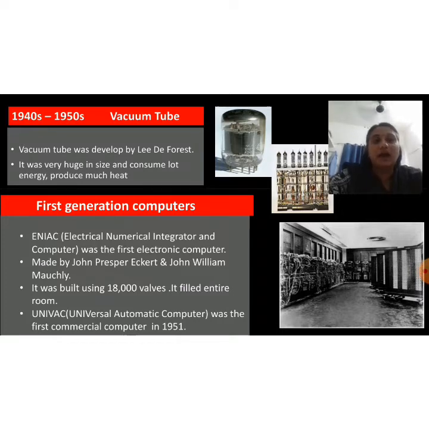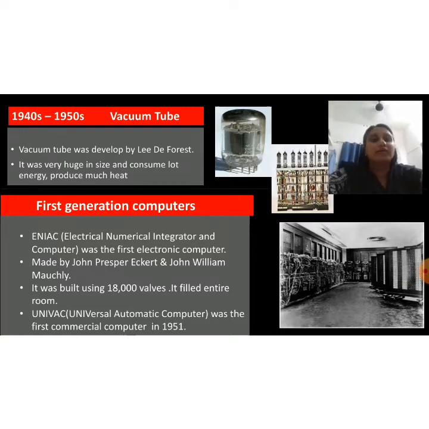It fills an entire room, so you can guess how big in size it is. I mean the ENIAC computer, not the vacuum tube. The ENIAC computer fills an entire room. It is a very huge computer, and it works 300 times faster than a human. Compared to today's computers, it is a very slow machine.